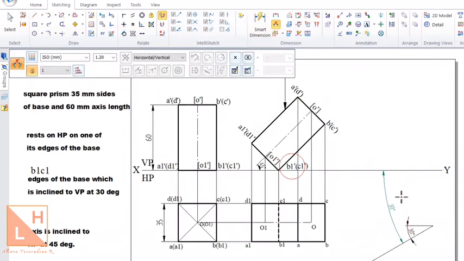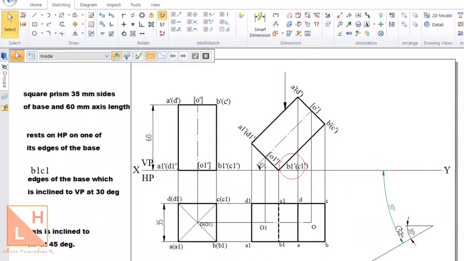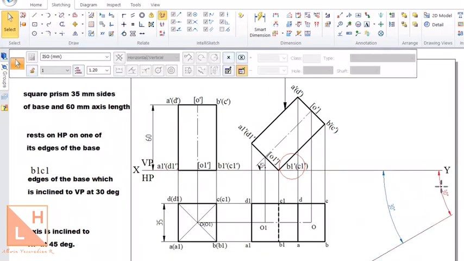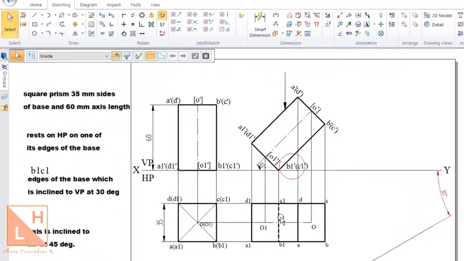If this line is 30 degrees with respect to this horizontal line, it will also be 30 degrees with respect to the xy line, because the xy line is also horizontal, right? So you can draw this particular 30-degree line quite far from the xy line, because we do not want the second position to overlap with the xy line. So draw that 30-degree line as far as possible, so that you have enough space above and below, so that it does not overlap with the xy line.